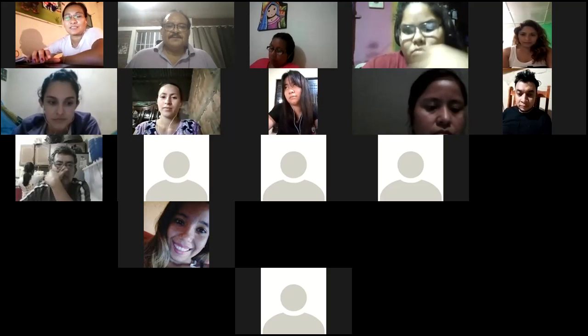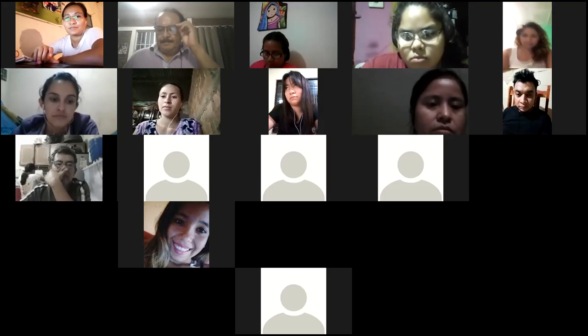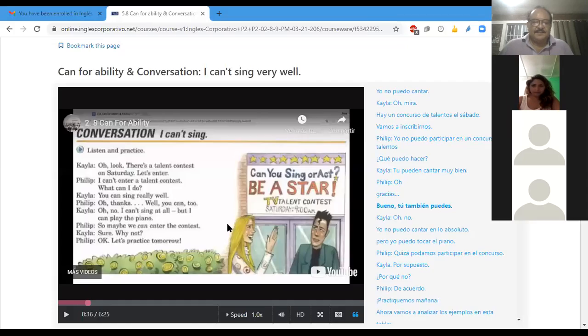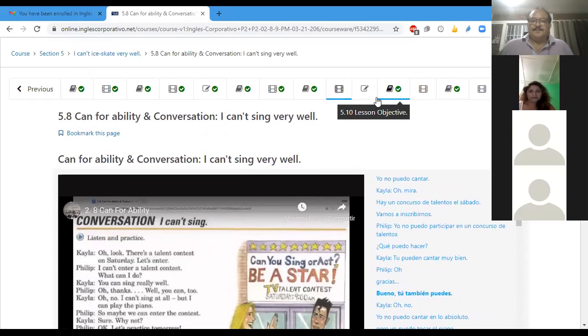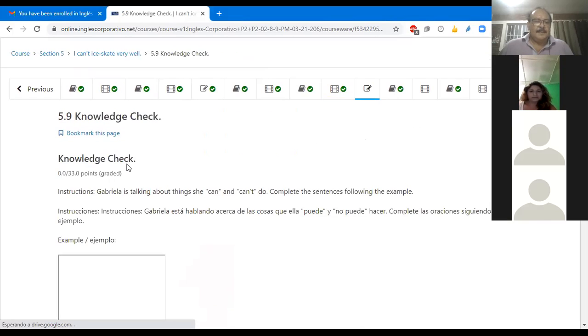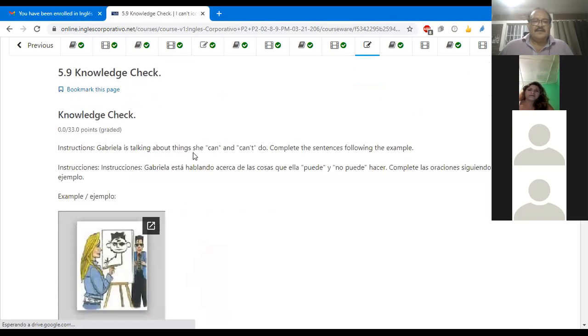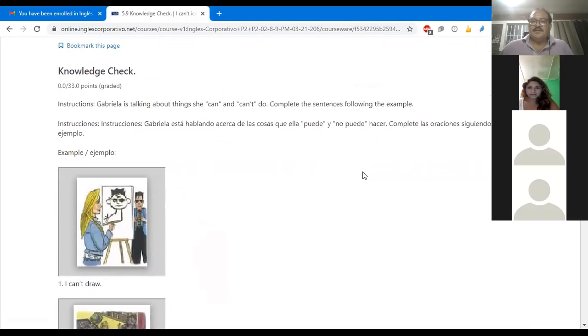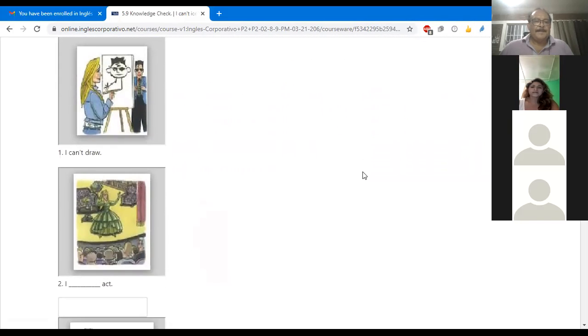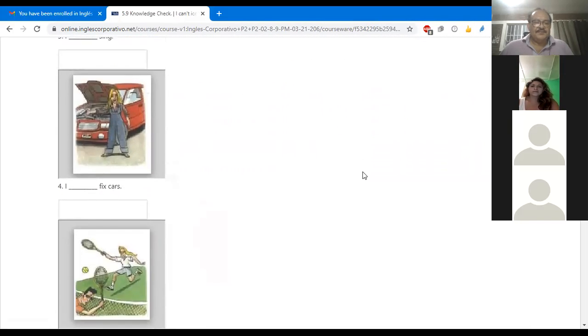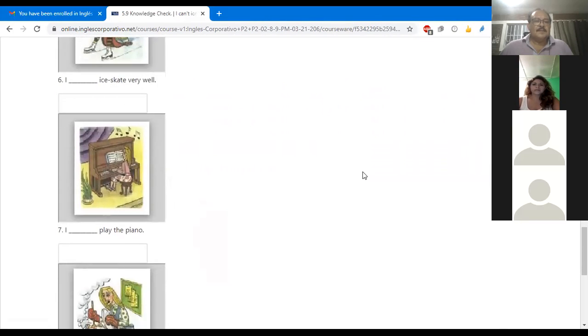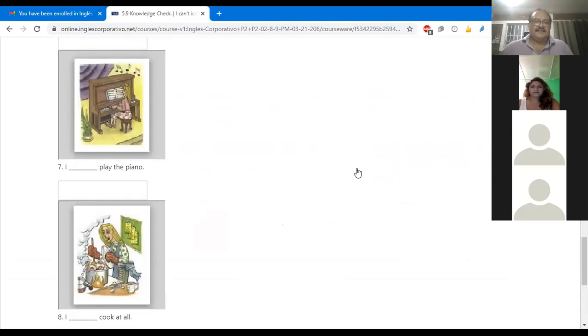Then, let's see the next one. We still have some little time for this one. Okay, here it says instructions. Gabriela is talking about things she can and she can't do. Complete the sentences following the example, right? So you can see here pictures. We have eight pictures.